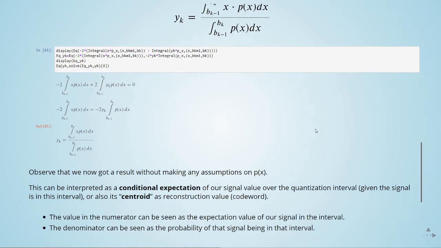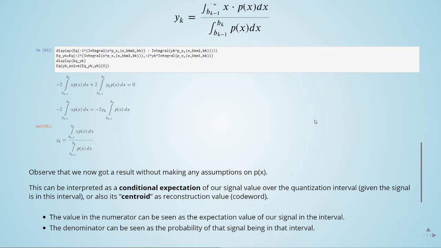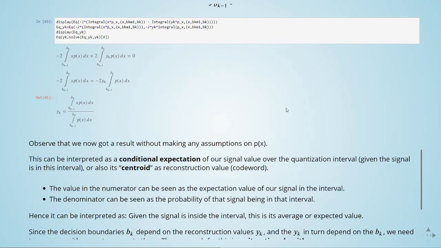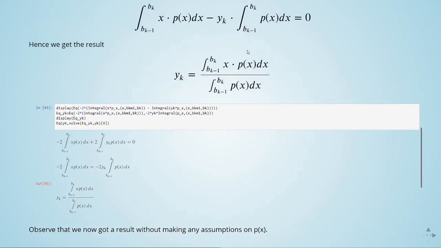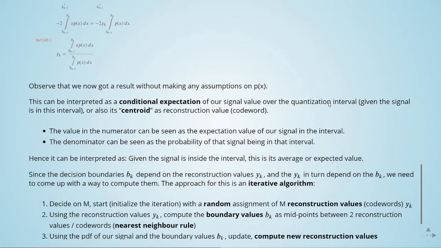This can be interpreted as a conditional expectation of our signal value over the quantization interval, or also it's the centroid. It's the centroid as a reconstruction value or code word. The value in the numerator can be seen as the expectation value of our signal in this interval, and the denominator can be seen as the probability of that signal being in that interval. So we have this equation with the numerator and denominator, and we can observe these two things here. It can be interpreted as, given the signal is inside the interval, this is the average or expected value.